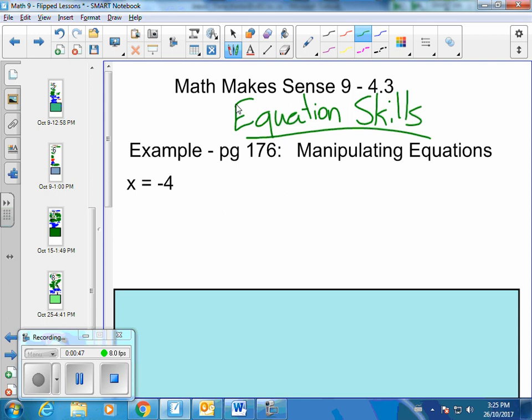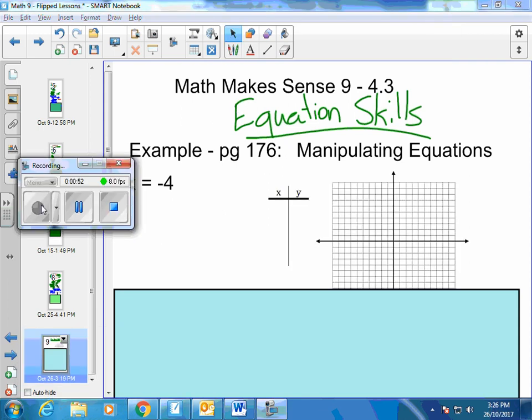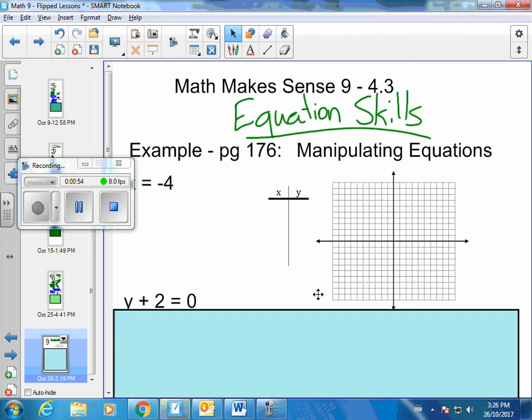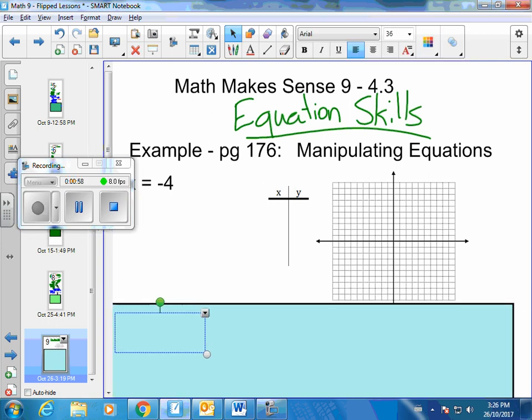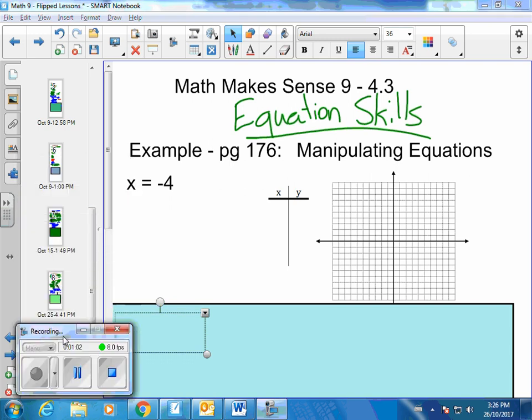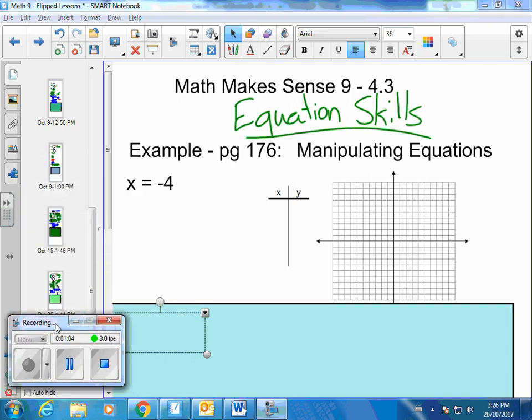But what we actually have to deal with here first, sorry, I just had to put my coordinate plane back on my screen, is looking at what happens if we have an equation where we've only got one variable. Now, these are actually pretty easy.